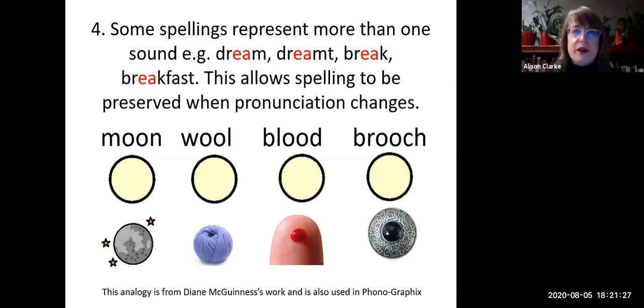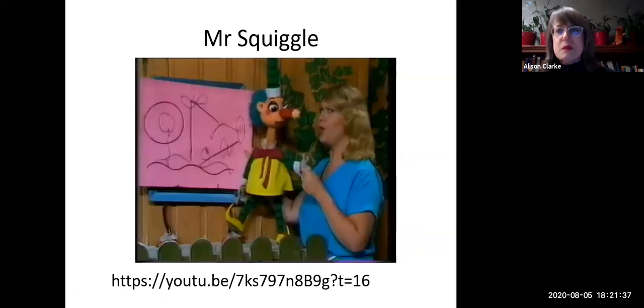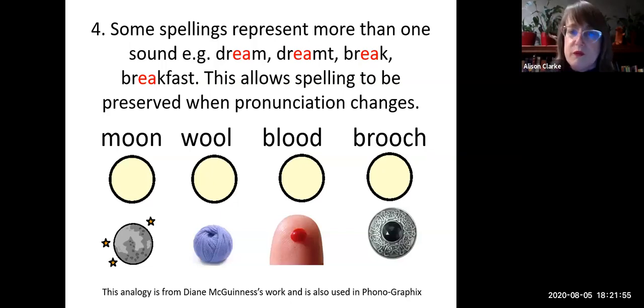And if you're wondering whether this is too complex for children, think of when they do their drawing. If you remember Mr. Squiggle, anybody who's as old as me, he'd draw a circle, and sometimes it was a lollipop, and sometimes it was a yo-yo, and sometimes it was a sun or a balloon. Children understand that you draw a circle, it could be a few different things. And in the same way, a circle could be the moon, or a ball of wool, or a drop of blood, or a brooch. Those double O's can all represent different things. That's not too hard for young kids, as long as it's taught in a way that's not mixing and matching your logic too much and confusing them about when you're talking about sounds and when you're talking about spellings.